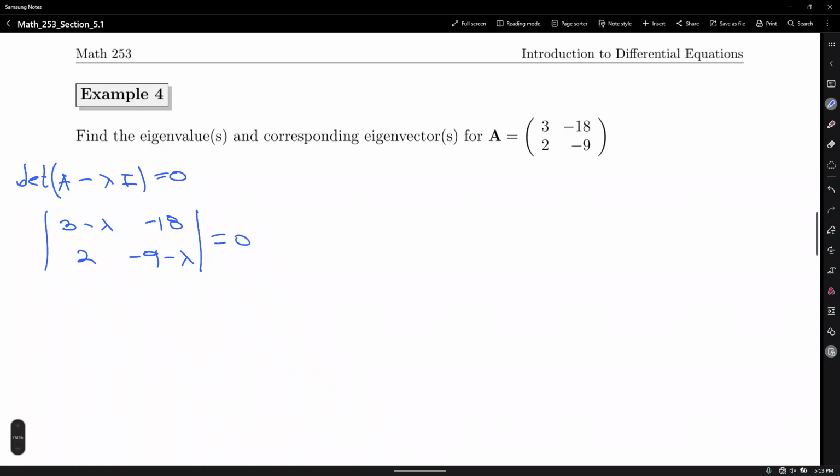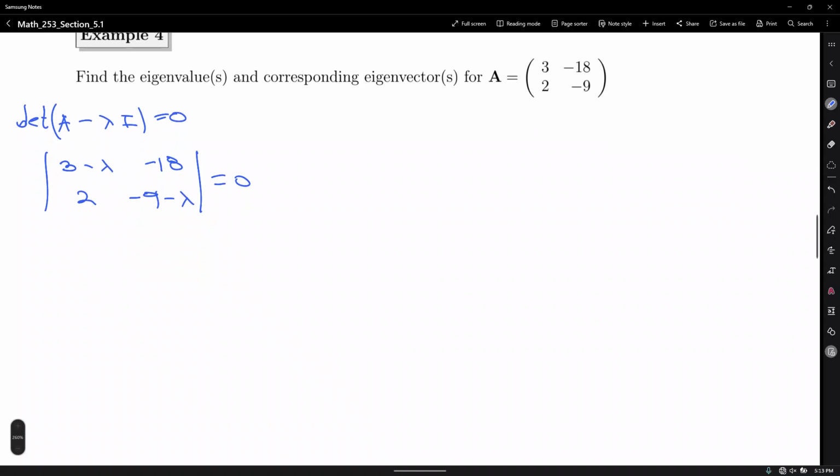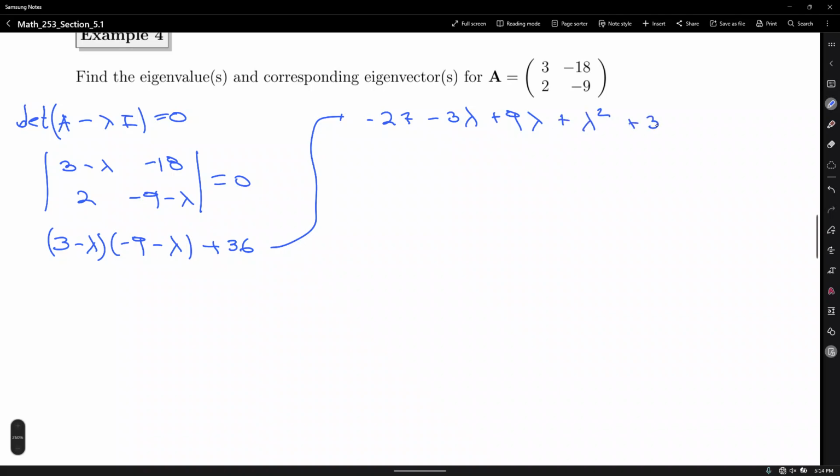So let's evaluate the determinant. 3 minus lambda times -9 minus lambda, and then minus a negative, that's actually a positive, 18 times 2, that's 36. Let me continue here. So 3 times -9 is -27. 3 times negative lambda is -3 lambda. And then negative times a negative is positive, 9 lambda. And negative times a negative is positive lambda squared plus 36, and set this equal to 0. Keep setting it equal to 0.